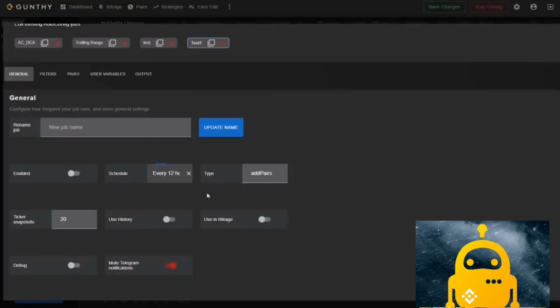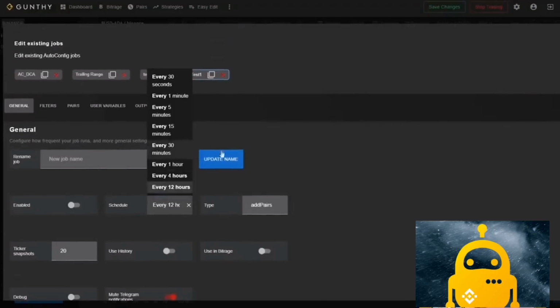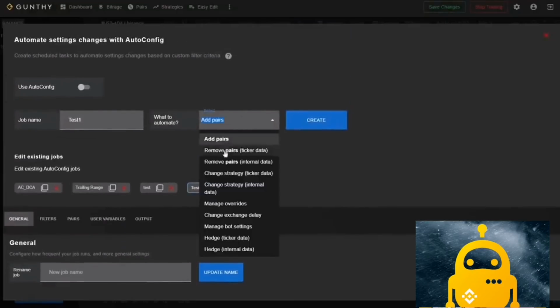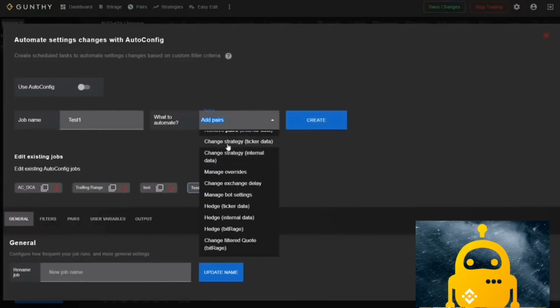So I'm going to add pairs that have gone up 10% in the past 24 hours. Or I want to add pairs that have a 24-hour volume above 1,000 BTC. I can do things like this, and then it will automatically check for these specific filters every certain amount of time. And I can do it not only to add pairs, but to remove pairs, to change the strategy, to manage overrides.